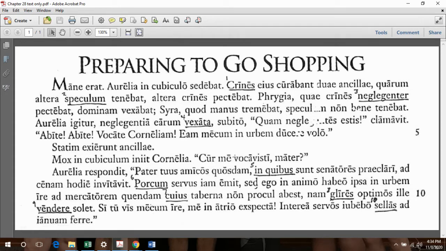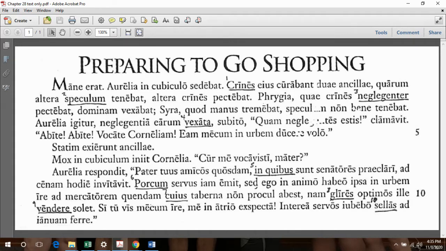Cur me vocavisti, mater? Why have you called? Why did you call? Perfect ending with a perfect stem. Me, mother, in the vocative case, of course. Aurelia respondit. If this were respondet, you would have the exact same spelling of the stem, because for this verb, respondeo, respondere, respondi, the perfect and the present stem are identical. But in the present tense, since this is a second conjugation verb, it would be an E as your present vowel, and then the present ending T. Here what we have is a perfect stem, respond, and it, a perfect ending, she responded.